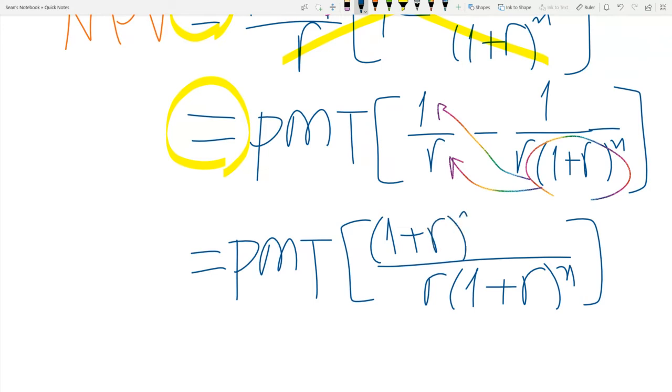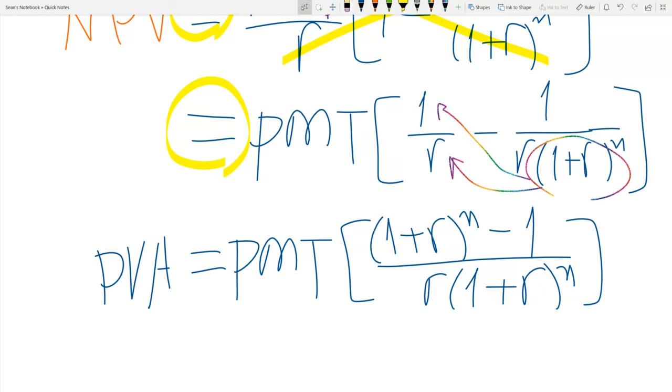1 plus r to the n. Nothing to change here, right? Because it was already like that. Now then, think about it. The left-hand side is what? If you remember, the left-hand side is present value of annuities, PVA.